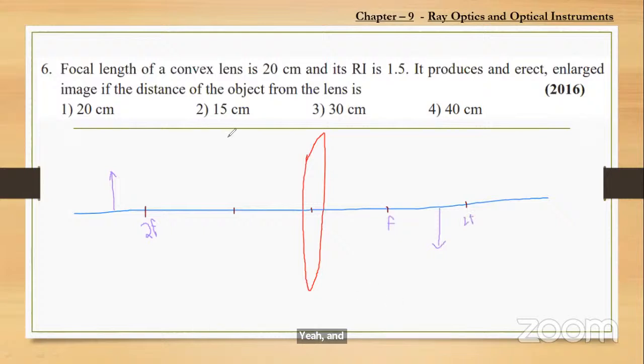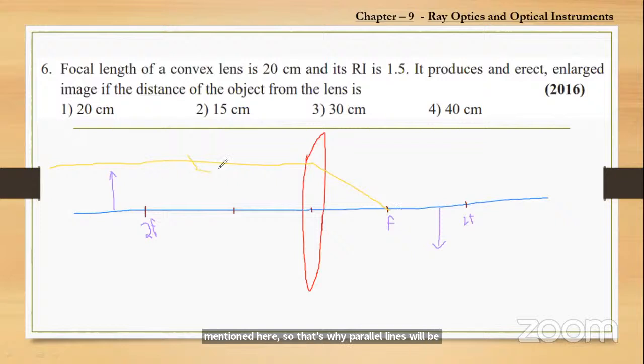If the object is at infinity, where will the image be formed? If the object is at infinity, the image will be formed exactly at the principal focus, because the object distance is not mentioned here. So parallel lines will be focused on a point called the principal focus.